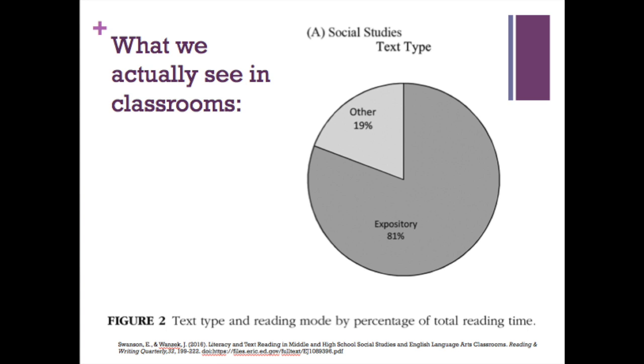There's 81% of the time students are only being exposed to expository texts, while 19% of the time they're looking at any of those other ones that we talked about. Historical fiction, biographies, primary sources, all of those things really aren't being used all that much. So as teachers examine their instruction, they should really keep in mind the different types of text that they can be using as they teach.